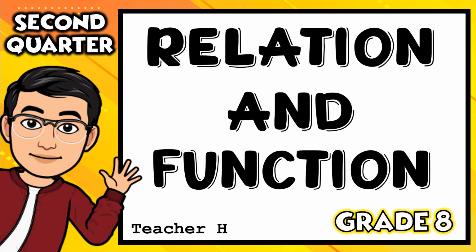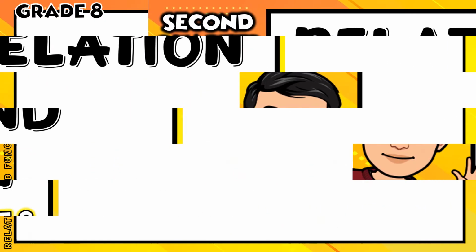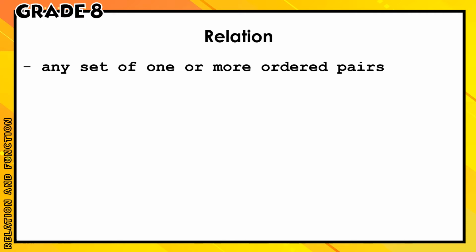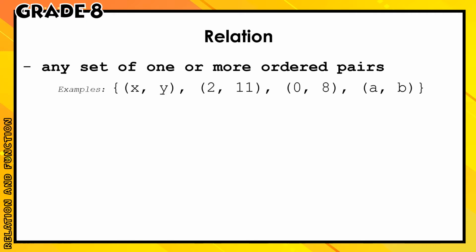In this video, we're going to talk about relation and function in mathematics grade 8. Let's define first the word relation. Relation is any set of one or more ordered pairs. We have the following example: (x, y), (2, 1), (0, 8), and (a, b). Pag sinabi natin ordered pairs, these are the points that we use to plot points.